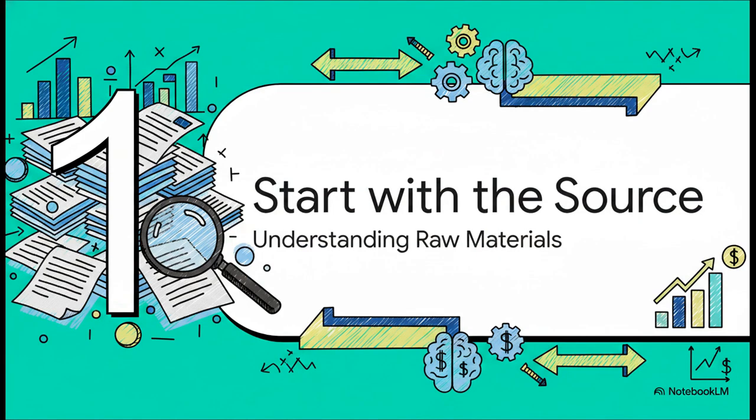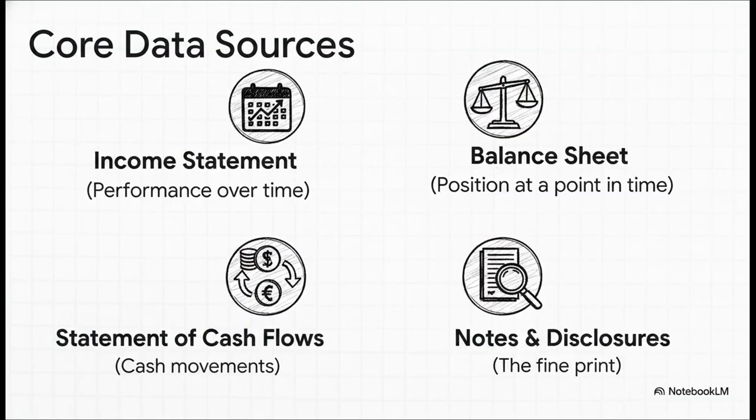Every single analysis question you're ever going to see starts right here with the source data. If you don't understand the tools you're working with, your analysis is just going to fall flat. So let's do a quick refresh on our core sources. Okay, first up, the income statement. This tells us about performance over a period of time, like a quarter or a whole year. Did the company actually make a profit? The balance sheet, on the other hand, is like a snapshot in time. What does the company own, and what does it owe on one specific day?